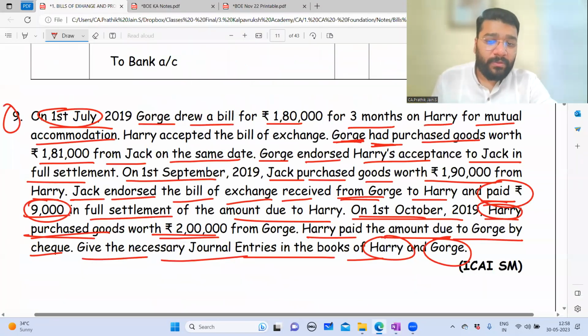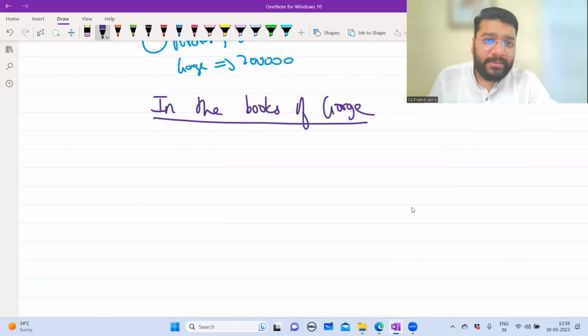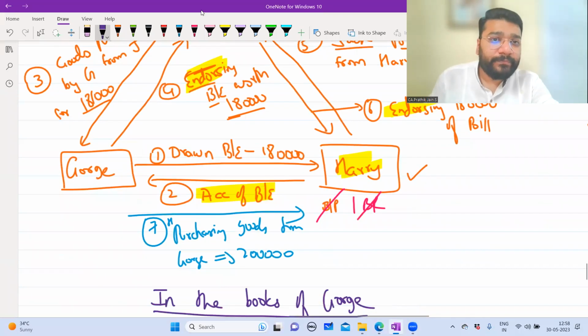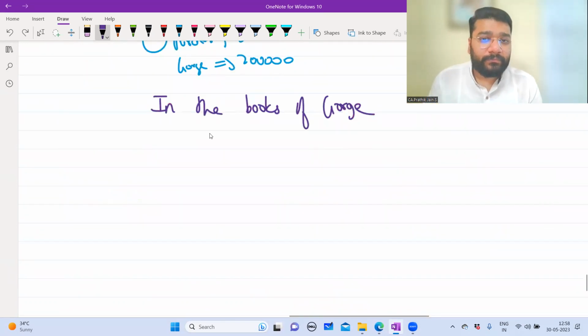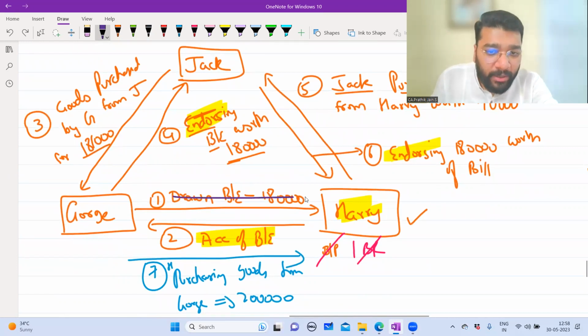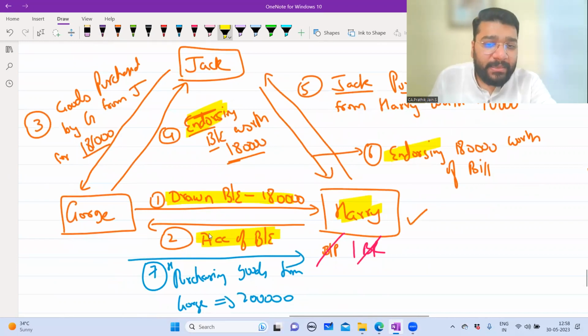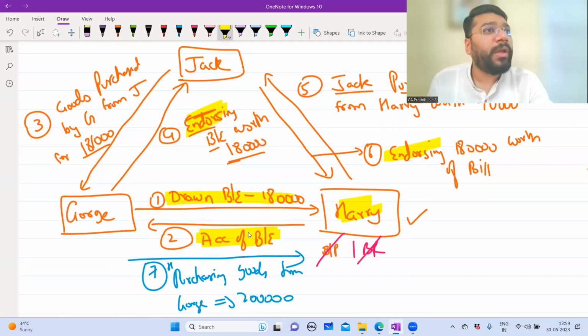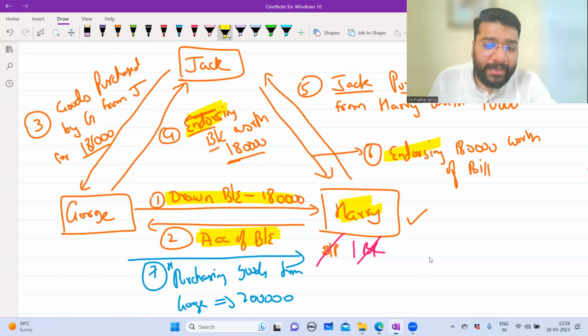Now, guys, on 1st of July 2019, Gorgi drew a bill of 180 for 3 months on Harry for mutual accommodation, and Harry is accepting the bill, which means if I come back to my diagram, there is a bill drawn here, and the bill is accepted here. For accepting the bill by Gorgi, Gorgi will have to record the entry. On what date? Sir, 1st July 2019. So come back here.